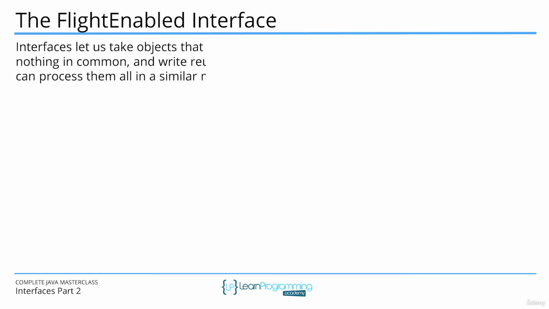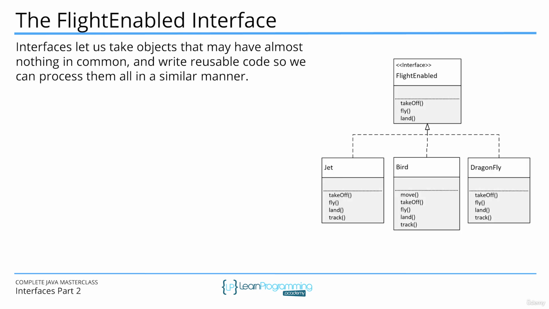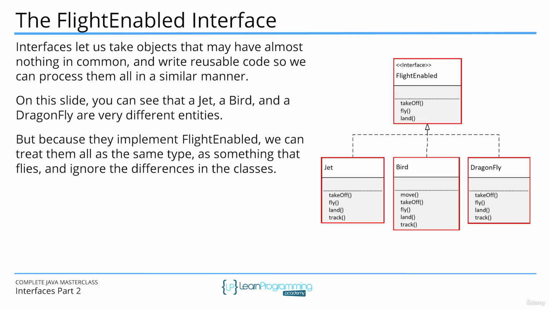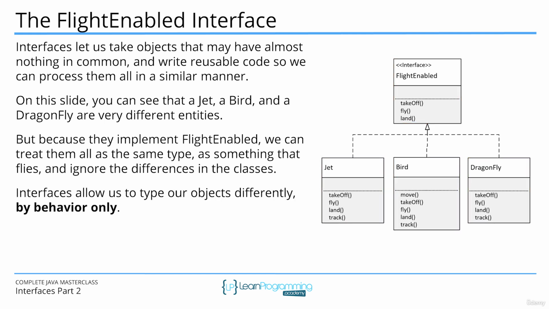Interfaces let us take objects that may have almost nothing in common and write reusable code so we can process them all in a similar manner. On this slide, you can see that a jet, a bird and a dragonfly are very different entities, but because they implement FlightEnabled, we can treat them all as the same type, as something that flies and ignore the differences in the classes. Interfaces allow us to type our objects differently by behaviour only.